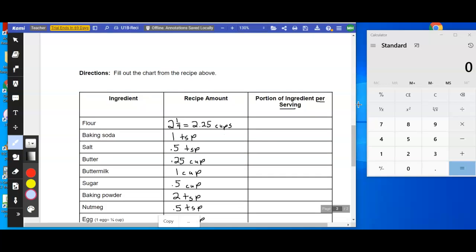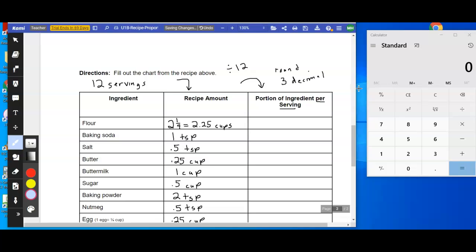So I'm going to put 12 servings is how much my recipe is calling for. Now, in order to find out per serving, I have to take these numbers and divide it by how many servings I have. So I'm going to divide by 12 to get this amount. Now, I want you to round all of your answers to 3 decimal places.